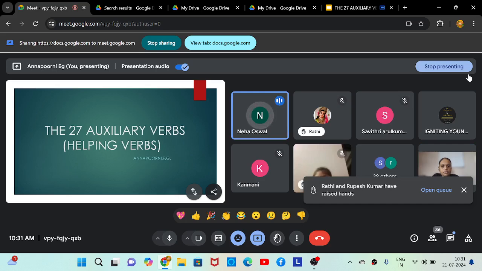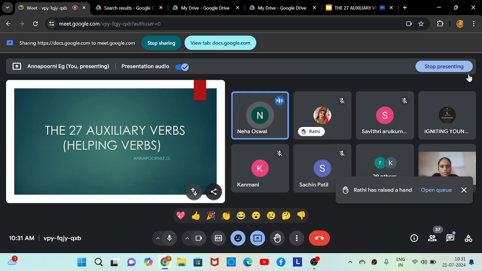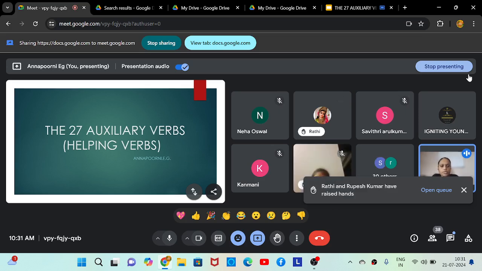An auxiliary verb, also called a helping verb, is a verb that is used with another verb or two other verbs in a verb phrase. Very good. So helping verbs or auxiliary verbs are used with the main verb, right? They are used with the action verbs to add more meaning to the main verb. Very good. So there are totally 27 helping verbs.